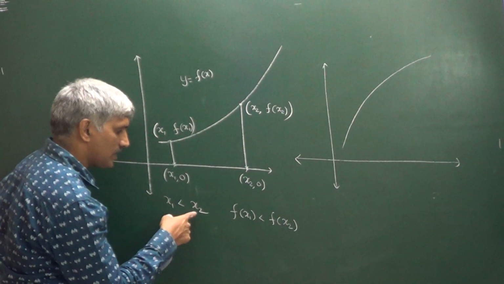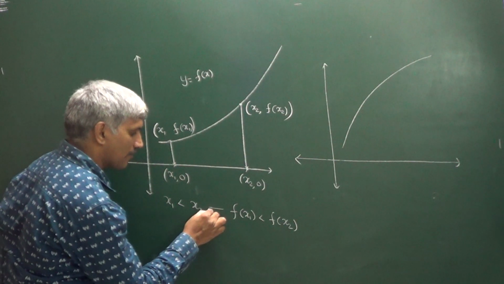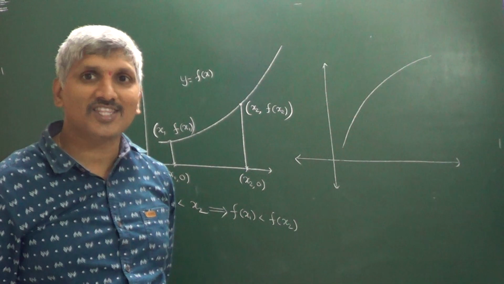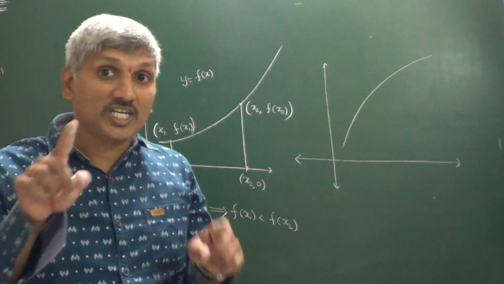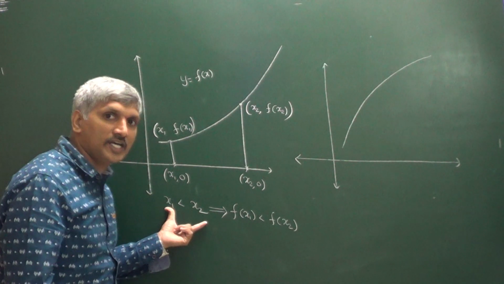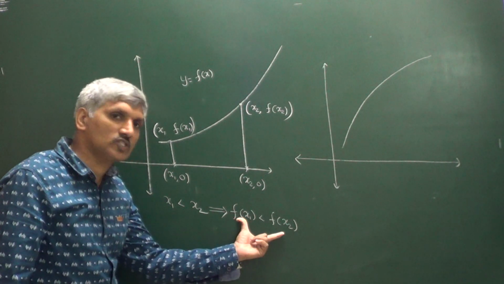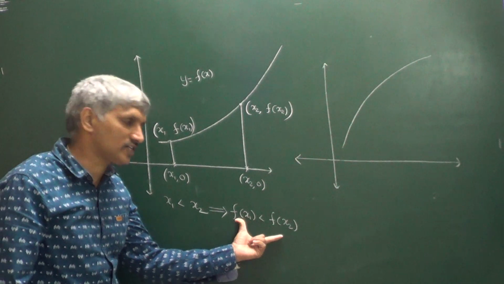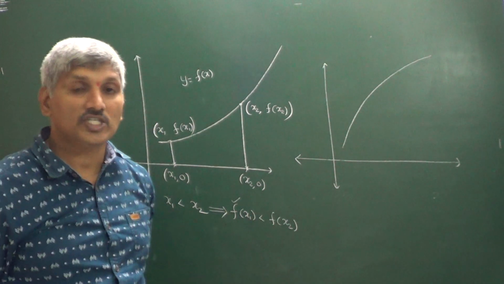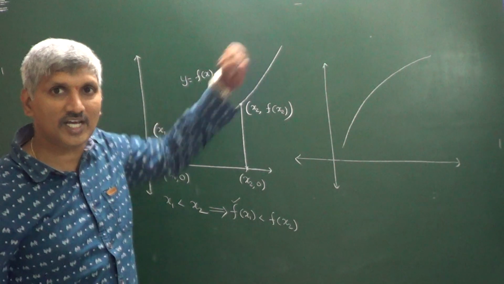Here x1 less than x2 implies f(x1) is also less than f(x2). Then the function is said to be a strictly increasing function. x1 less than x2 implies f(x1) is also less than f(x2), then this function f is said to be a strictly increasing function, right?